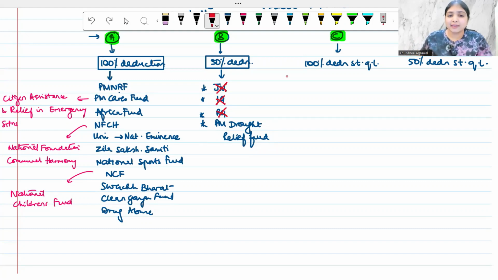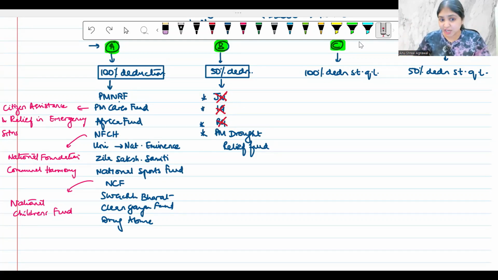Okay, so under category B, for May 2024 examination onwards, we are left with only one donation now, which is Prime Minister Drought Relief Fund. So today, if you make a donation to the Jawaharlal Nehru Memorial Trust or to the Indira Gandhi Memorial Trust or to Rajiv Gandhi Foundation, you're not going to get any deduction under section 80G at all.